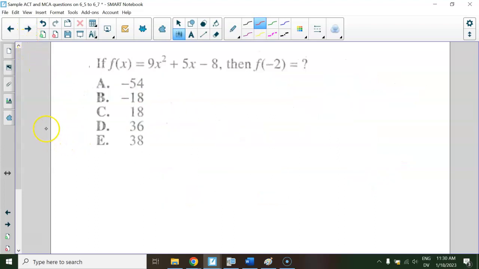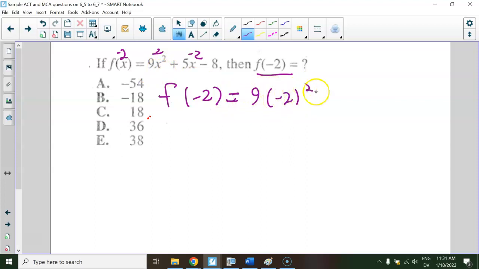Okay, next question. Pause the video, give it a shot. This is really just going over what this notation means. It doesn't mean f times negative 2. It means we have a function named f, which is defined over here, and we put in a negative 2 for x, and see what we get for an output. So f of negative 2 means replace these x's with negative 2 and do the math. Evaluate it. I'm going to put it in place of both of the x's.